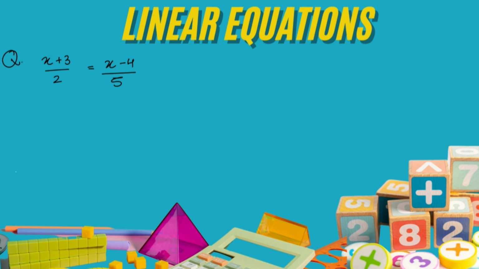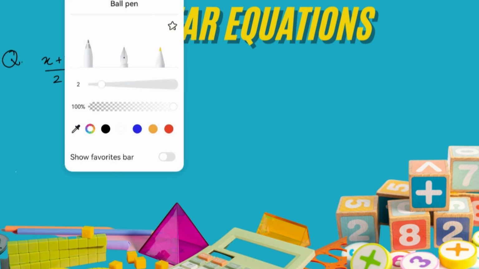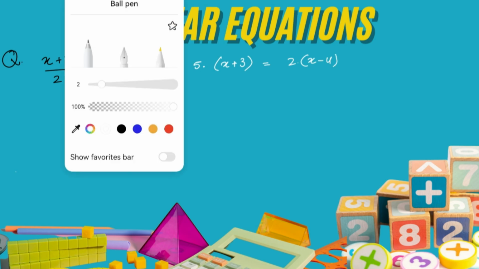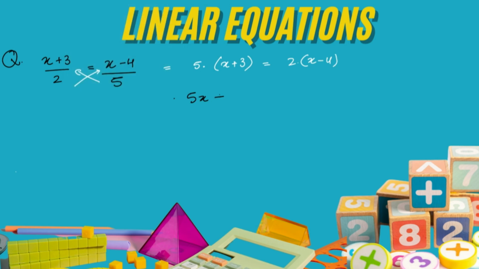Okay, here we have one more type of question. So again we are going to do the cross multiplication method for this. So it becomes 5 times x plus 3 is equal to 2 times x minus 4. So when we further multiply, we get 5x plus 15 is equal to 2x minus 4. Now we are going to subtract 15 from both sides. So 5x plus 15 minus 15 is equal to 2x minus 4 minus 15. So the 15 gets cancelled. We are left with 5x is equal to 2x minus 19.